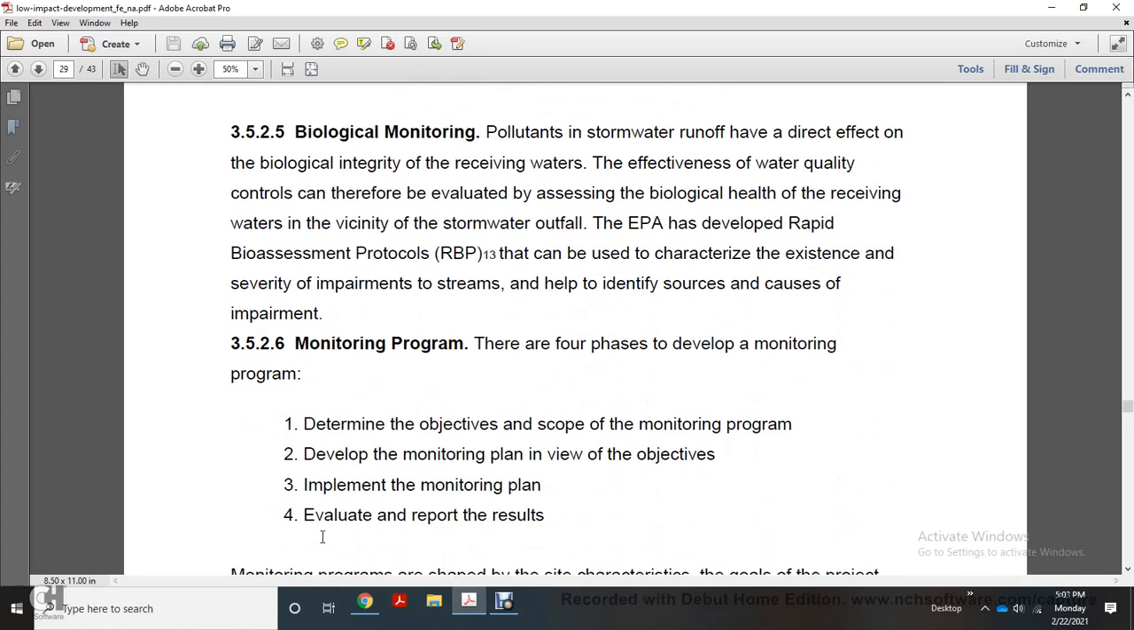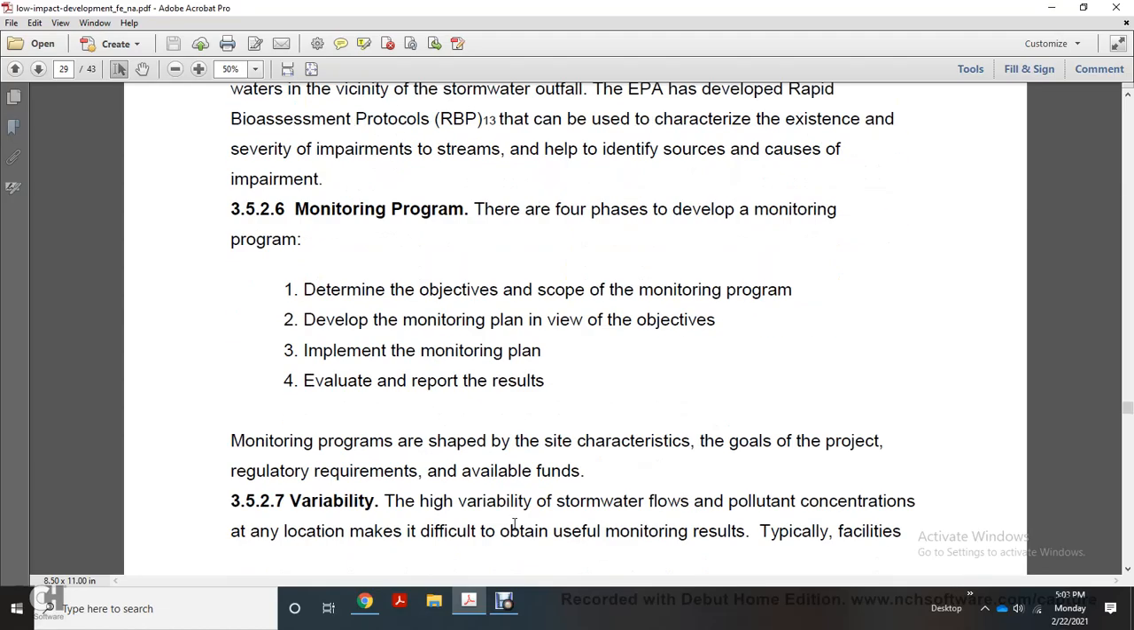Monitoring program phases developed in a monitoring program: 1. Determine the objective and scope of the monitoring program. 2. Develop the monitoring program with a view to the objective. 3. Implement the monitoring plan. 4. Evaluate and report the results. Monitoring programs are shaped by the site, the character of the goals of the project, regulatory requirements, and availability of funds.